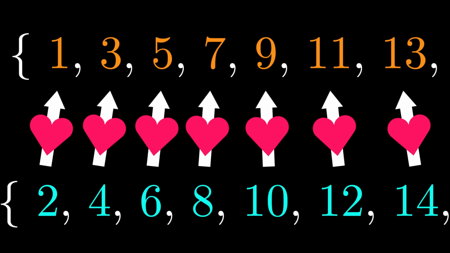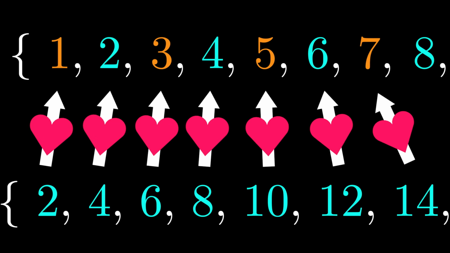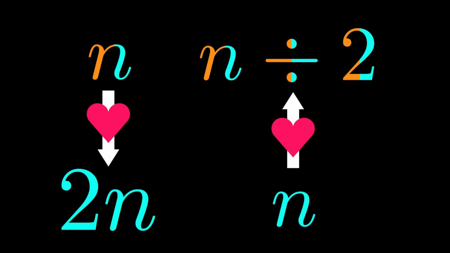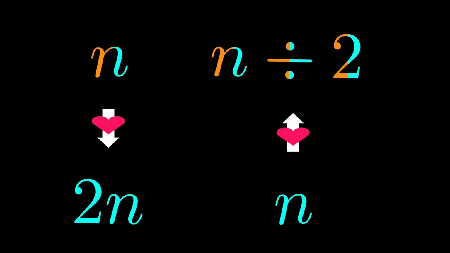Makes sense. But here's where it gets weird. You can do the same thing between the even numbers and all of the integers. The conversion process is simply to multiply or divide the original number by 2. Every even number is paired up with a unique integer, and every integer is paired up with a unique even number. And this is why infinity is so confusing.